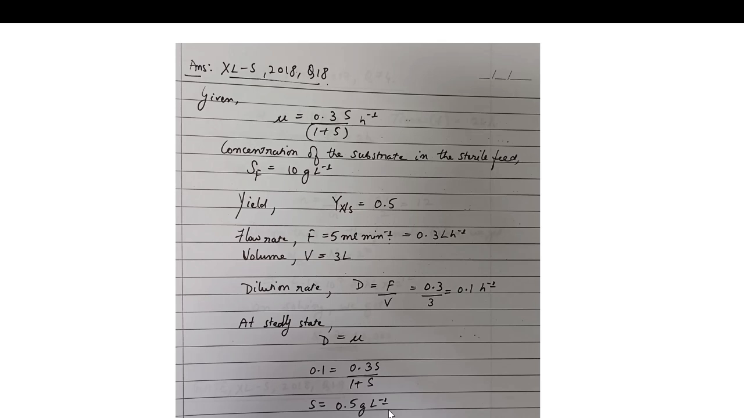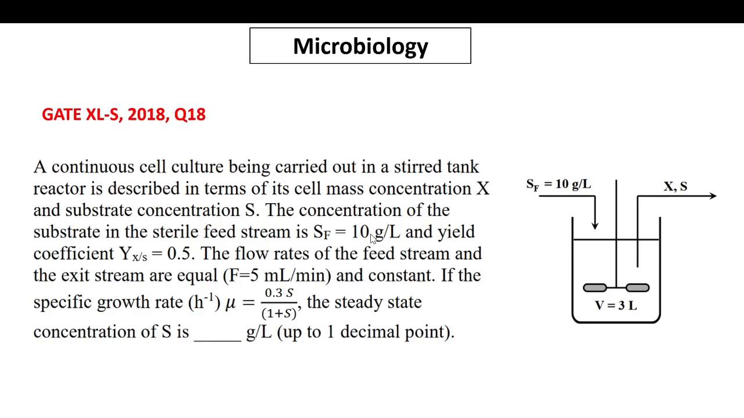So what you can see here is that we have not used this S F and yield value. These are some extra information that sometimes are given in the question to confuse you. So you should be very clear about reading the question and try to identify what information is important for solving the question and what information you can neglect, so that you don't get confused in the examination hall. So this is the answer. The answer is 0.5 gram per liter.